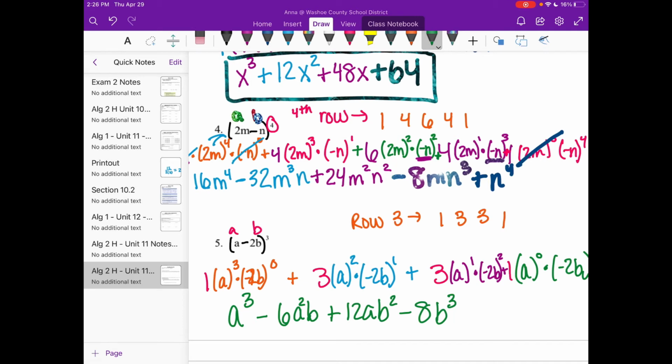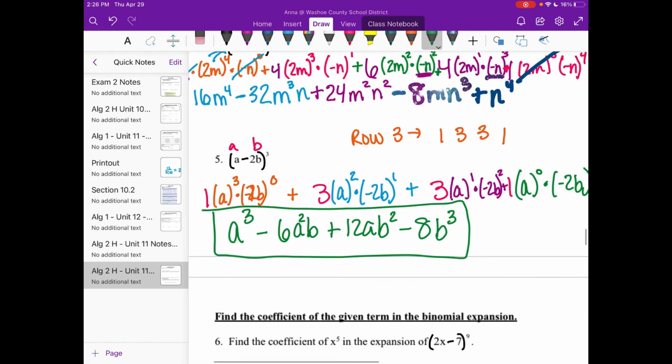I got a cubed minus 6a squared b plus 12ab squared minus 3b cubed. So again, one thing that you could do that I didn't really mention earlier is you could always check that your exponents are decreasing on your a's and increasing on your b's as you go down the equation left to right, which is exactly what mine are doing. So yay, we're good to go.